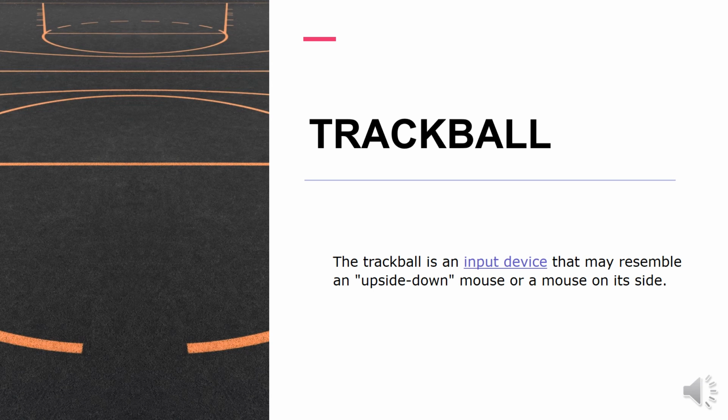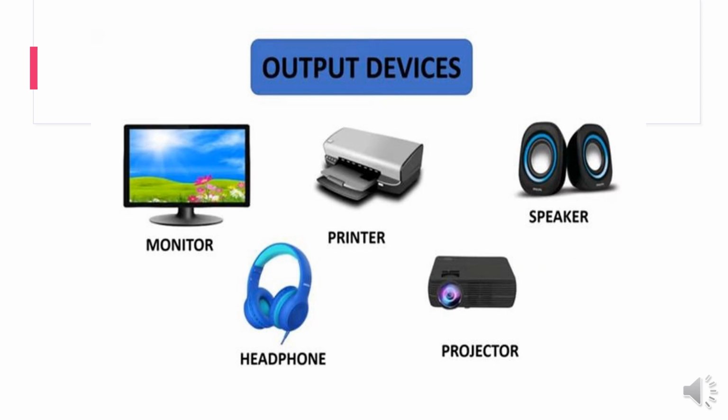So now output devices. An output device is a piece of computer hardware that receives data from a computer and then translates the data into another form. That form may be audio, visual, textual, or hard copy, such as a printed document. So as we discussed, the input device is the device that sends the data to a computer, whereas the output device is a device that receives the data from the computer. This is the main difference between both of them.